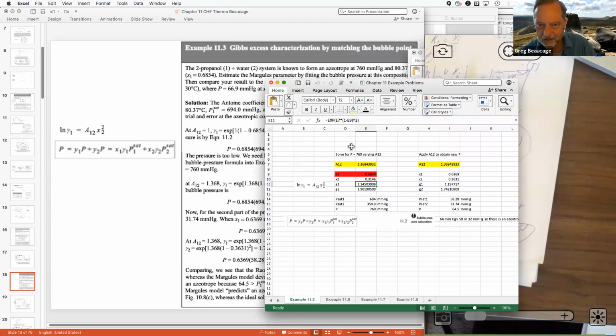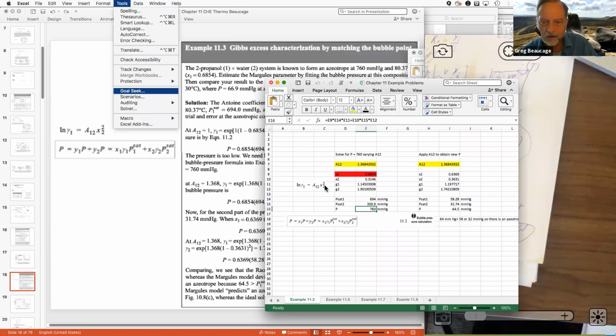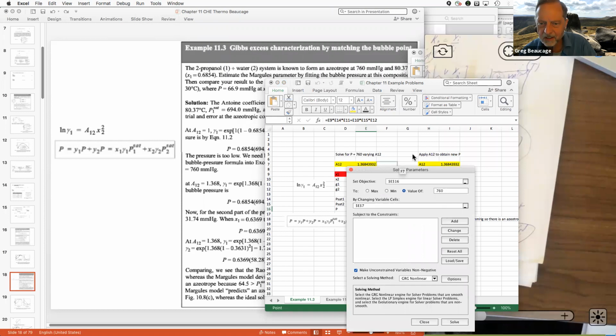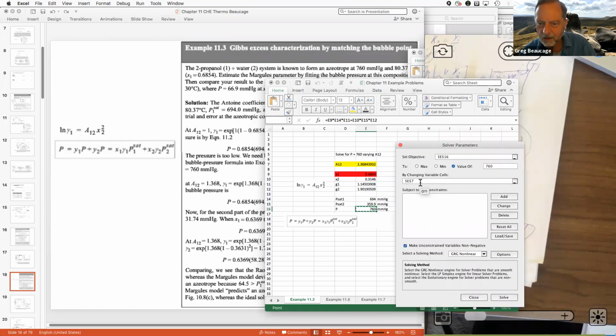The gammas are the other component squared times A12 exponential, and then P is the sum of the two x p sat gamma to give total P. So I just do Solver. I say I want this to be 760, and then run the routine by varying the A12. I want the pressure to be 760, and then vary A12 to get it. So that just solves it for you.